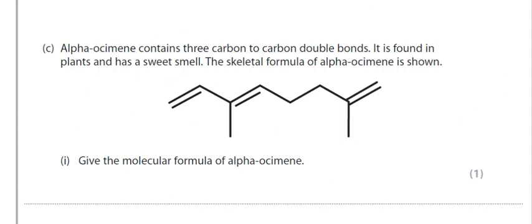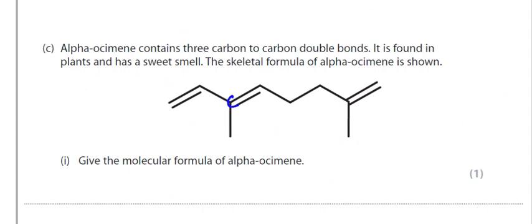Clear? Alpha-ocimene contains 3 carbon-to-carbon double bonds. It is found in plants and has a sweet smell. The skeletal formula of alpha-ocimene is shown. Skeletal formulae don't show the carbons, nor the hydrogens attached to carbon. Give the molecular formula of alpha-ocimene. Now let's draw the structure here.